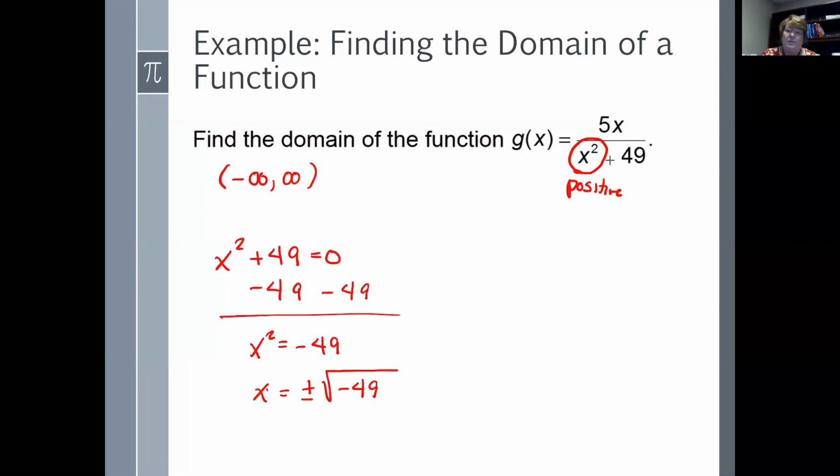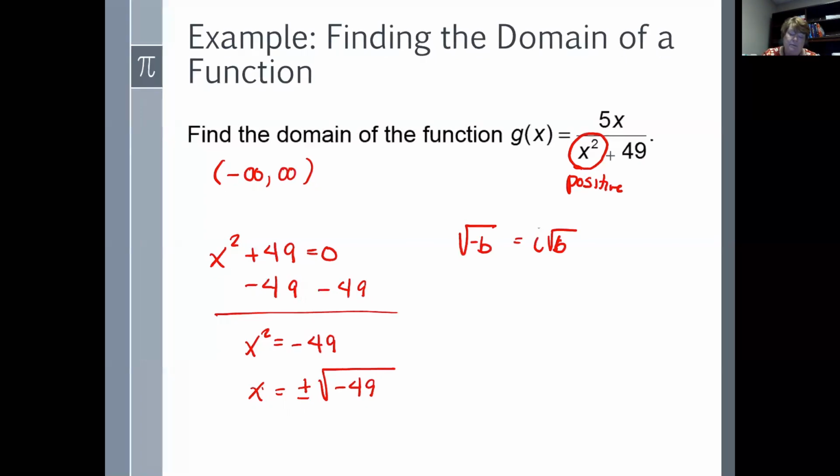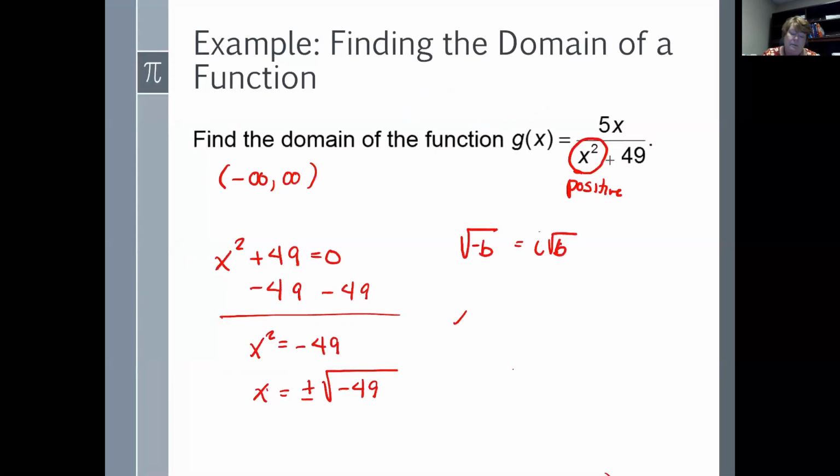As you recall from section 1.4, if I have the square root of a negative, that is i times the square root of that number. So if I have the square root of negative 49, sorry about that, that is i times the square root of 49, which is plus or minus i times 7, which is plus or minus 7i. Okay, that's not a real number. Neither one of those are real numbers. Those are both imaginary numbers. I have 7i and negative 7i.